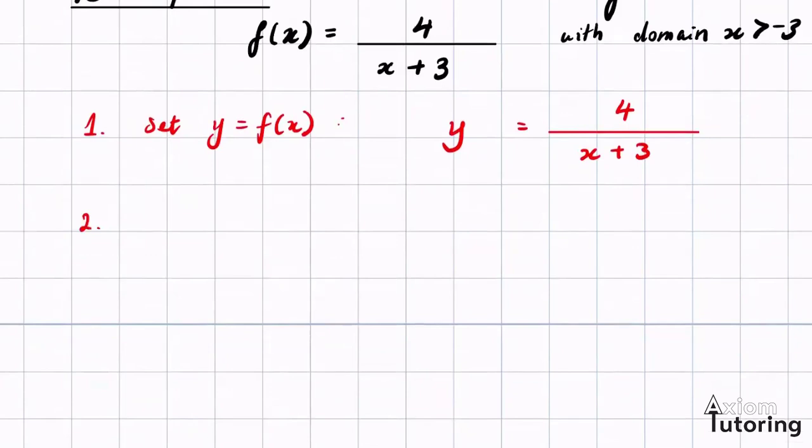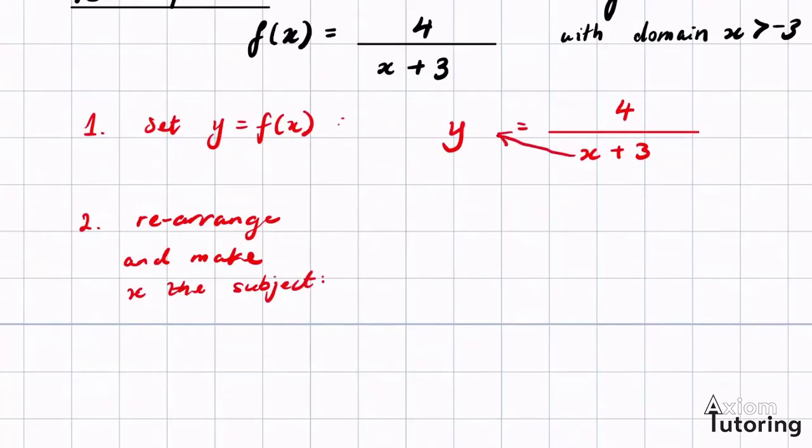And then our second step is to rearrange and make x the subject. So how can we do that? We can multiply both sides by x plus 3. Essentially what that does is bring up x plus 3 to the left there. So on the left-hand side, we get y multiplied by x plus 3 in brackets equals 4.